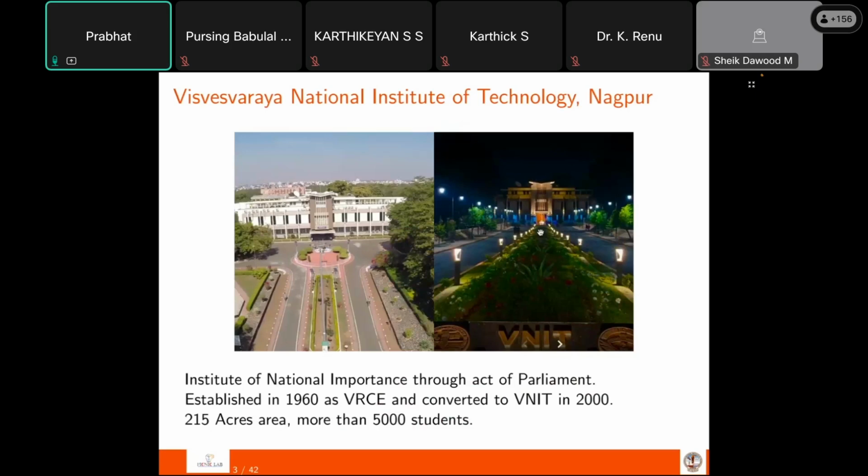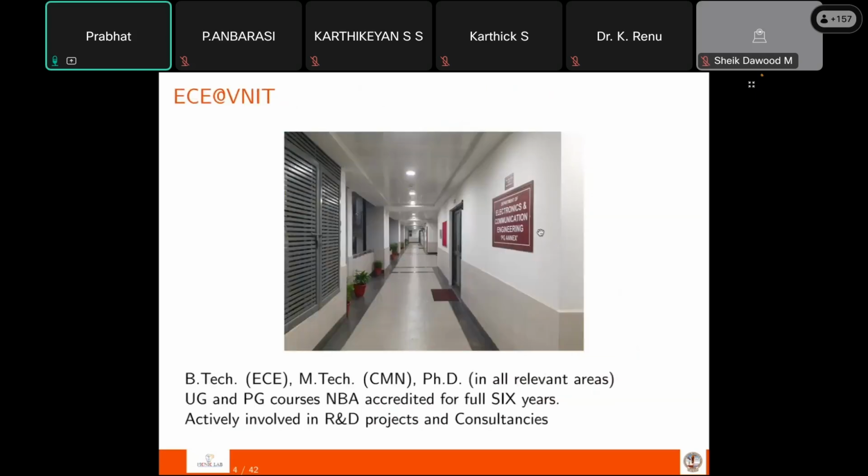We are very much in the heart of Nagpur city. It's not outside Nagpur, it is very much in the middle of the city, and we have around 215 acres of area and more than 5,500 students on campus.